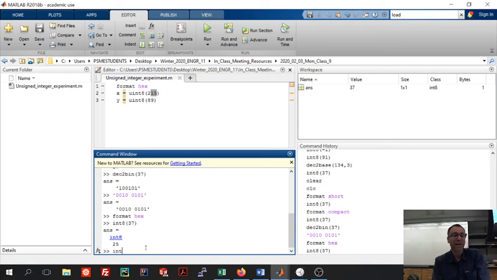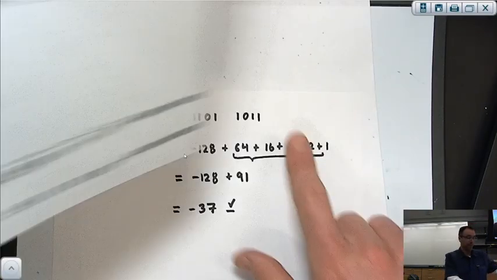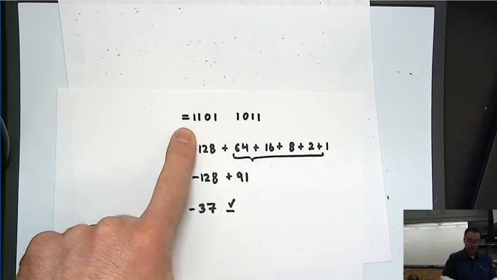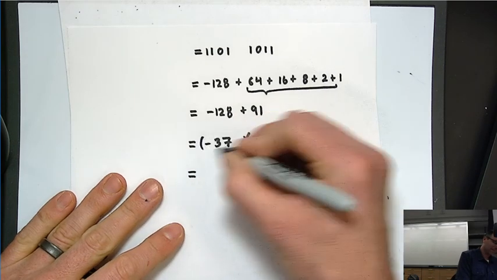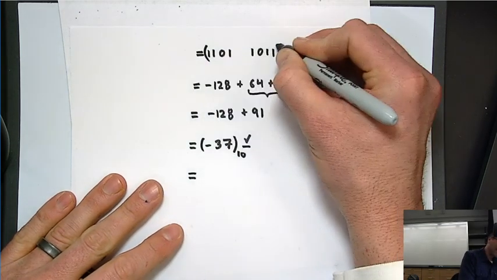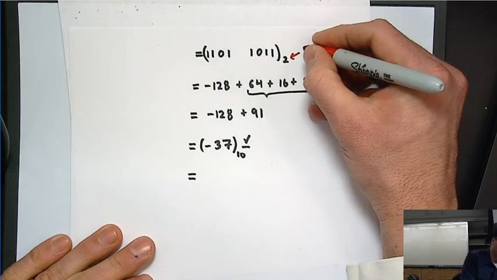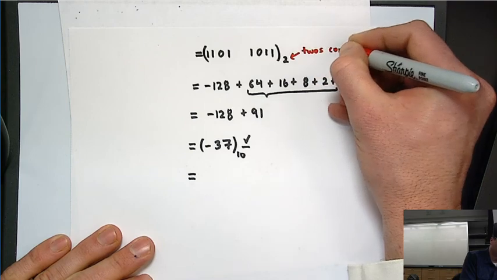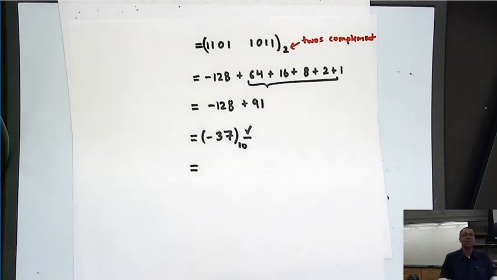Okay, let's go ahead and check. Int8 negative 37. What was our claim about the bit string for negative 37? Okay, let's do this in hex. Remember that this binary encoding is not a random unsigned integer. This is what we call the 2's complement. What's the corresponding value in hex?